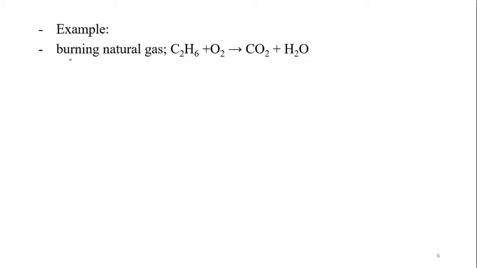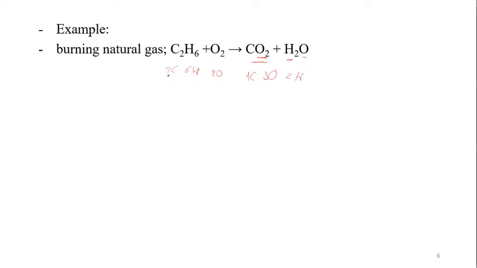Now let's take another example. Burning natural gas, C2H6 plus O2, to give me carbon dioxide and water. I can see that I have 2 carbons and 6 hydrogens. On that side I have 2 oxygens, but on that side I have 1 carbon and 3 oxygens. I have 2 here and here 1, which means I have 3 oxygens and 2 hydrogens.